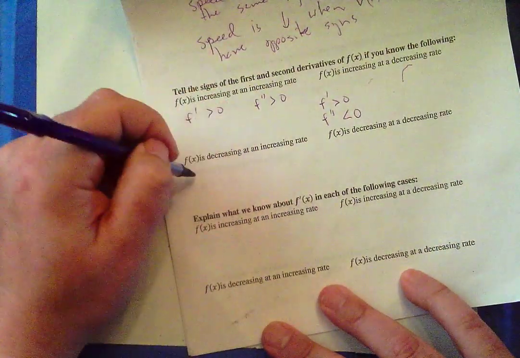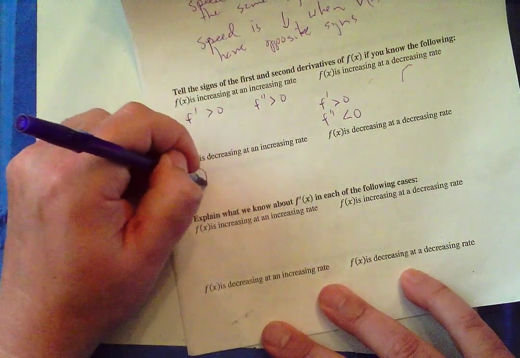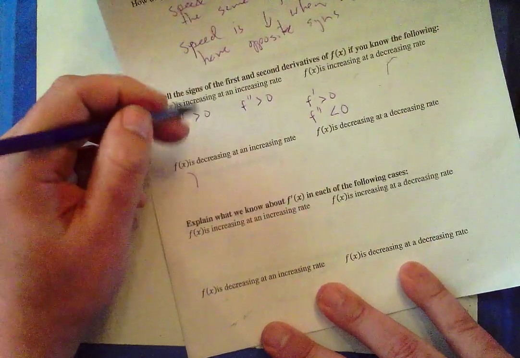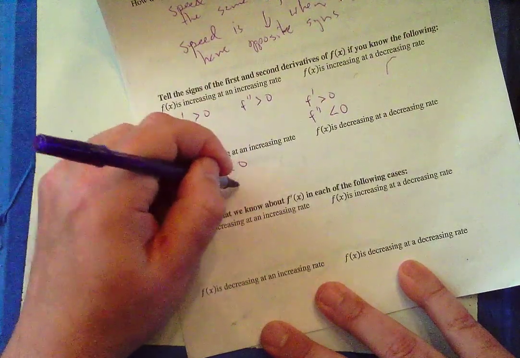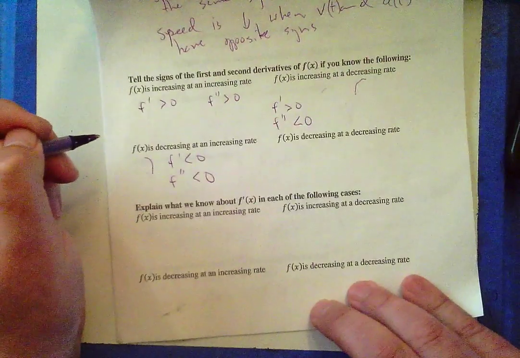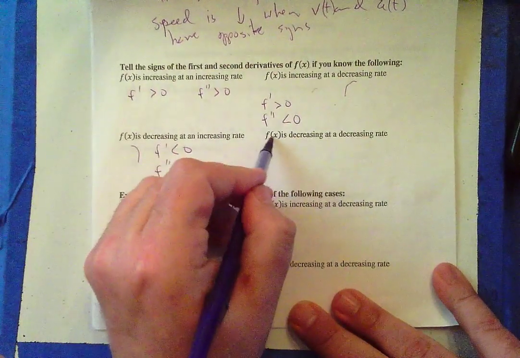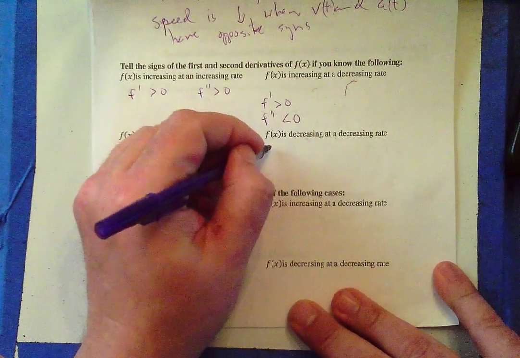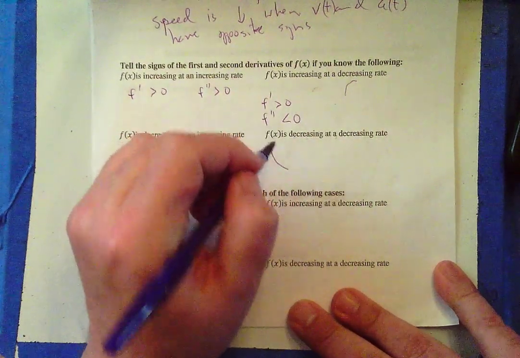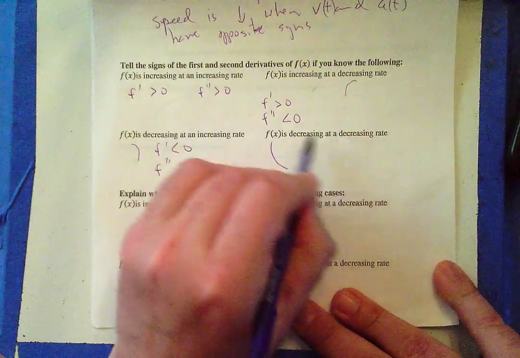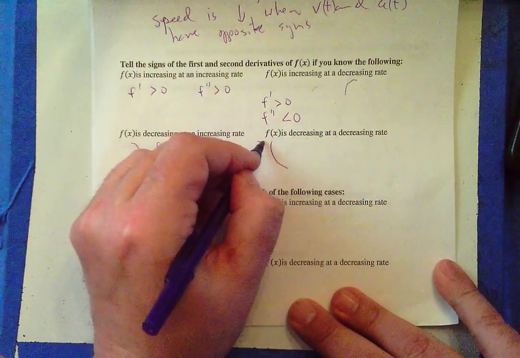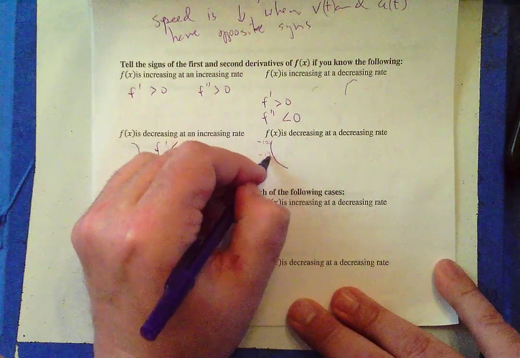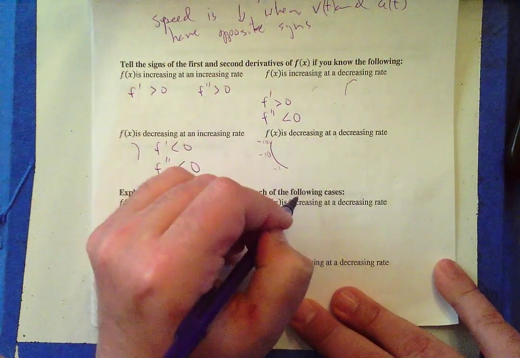f is decreasing at an increasing rate. Decreasing at an increasing rate looks like this. So f prime would be less than 0, and f double prime would also be less than 0. And now I want f is decreasing at a decreasing rate. That's this one. Now, many students think that this one, decreasing at a decreasing rate, is this picture. But think here, we have a slope of negative 100, and then a slope of negative 10, and then a slope of negative 1.